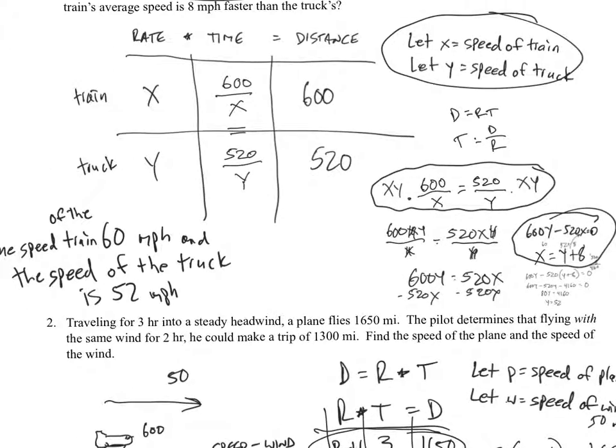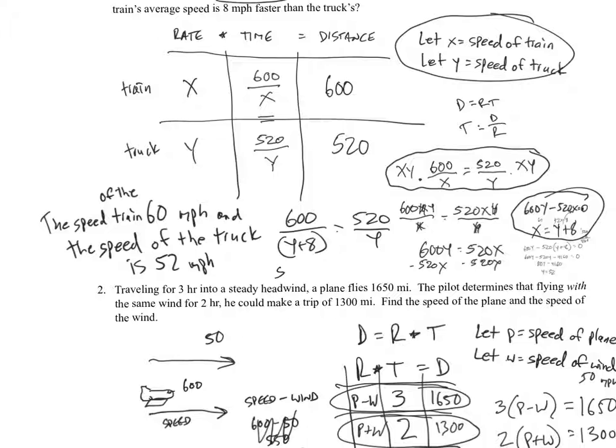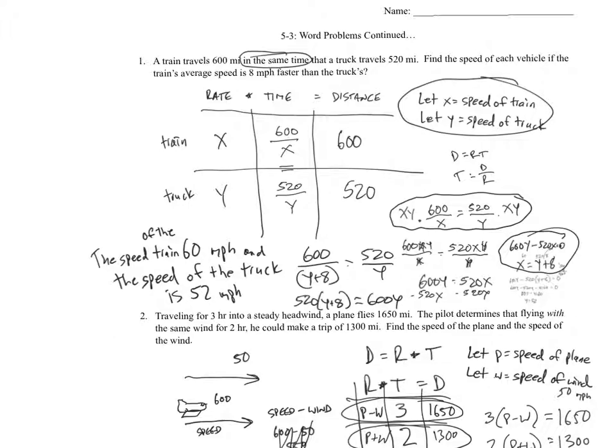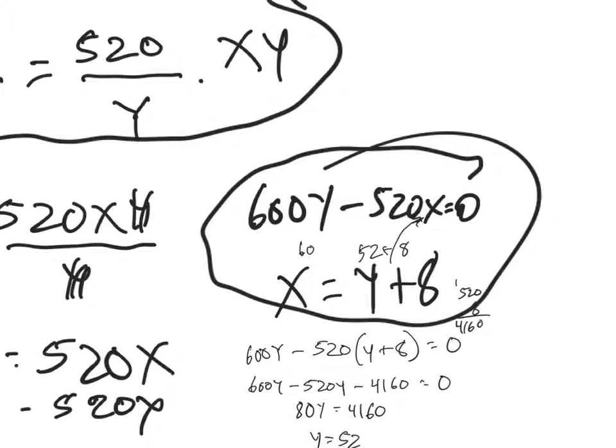If you had to solve this just on its own, the easiest way is probably to say, okay, if we know that x equals y plus 8, then you can say 600 over y plus 8 equals 520 over y, and then cross multiply. So 520 times y plus 8 equals 600y. And you can solve for y that way and then plug y back in and get x. So that's a faster way to solve this. But I know that we've been emphasizing going over the steps and finding the system of equations, and I wanted to go over in more detail how you would derive two equations from it.